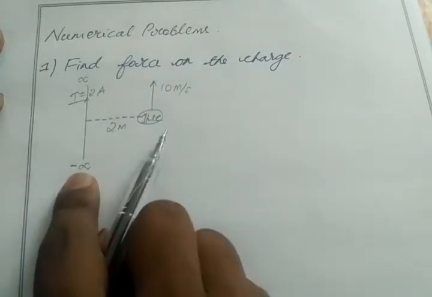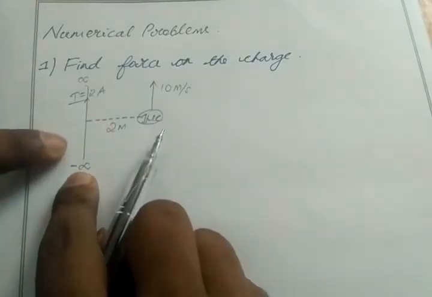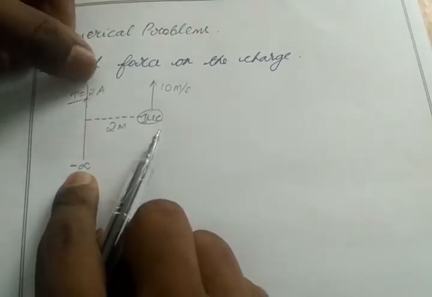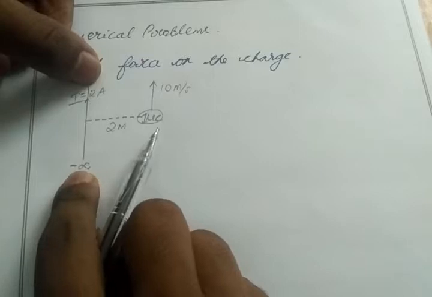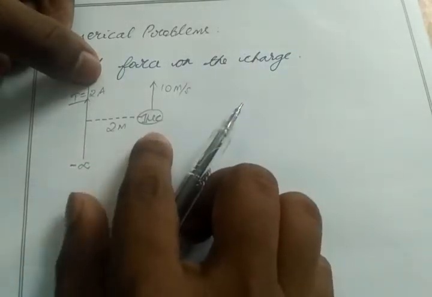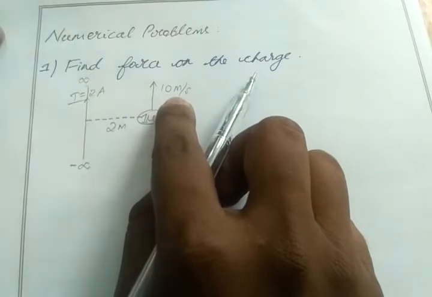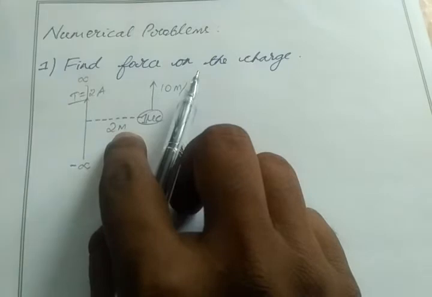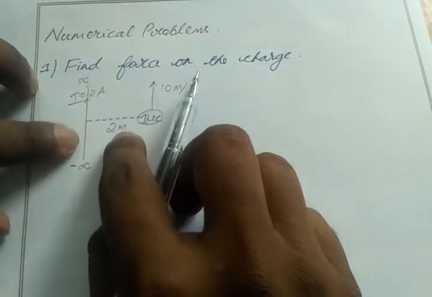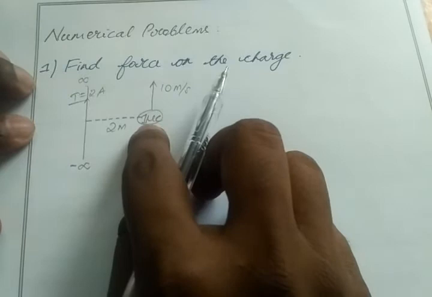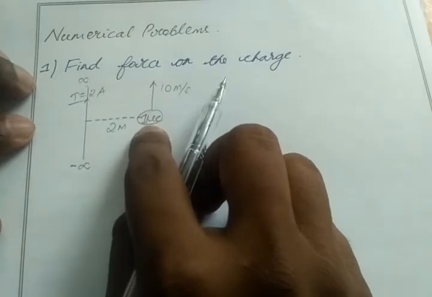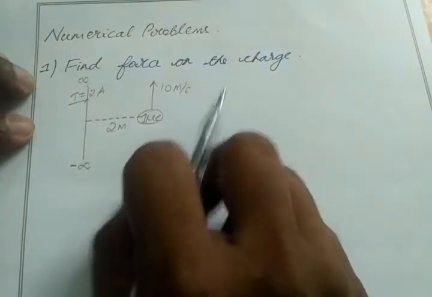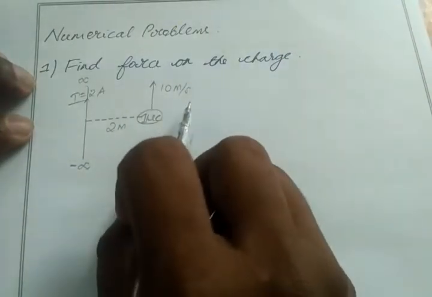It is given that an infinite current carrying wire carries a current of 2 ampere, and our charge moves at a speed of 10 meter per second at a distance of 2 meter from the straight current carrying wire. The magnitude of the charge is 1 microcoulomb. Clear? So we have to find the force on the charge.